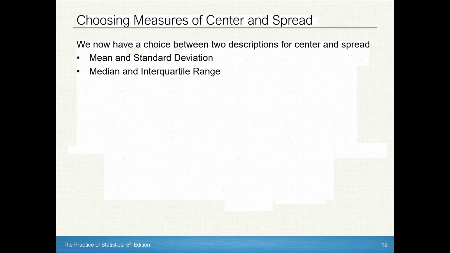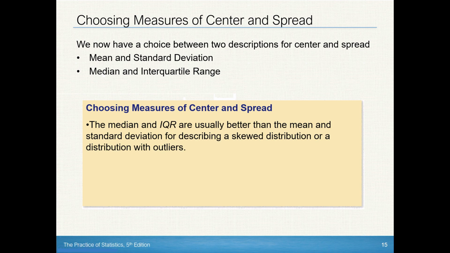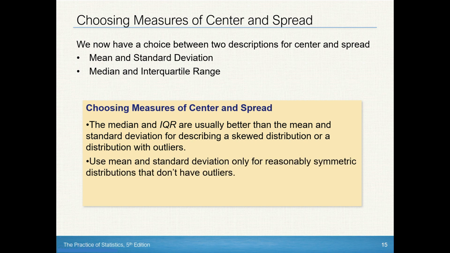So now we have a choice. We can use the mean and the standard deviation, or we could use the median and the interquartile range. So how do you decide? Well, if I have a distribution that's skewed, that really has something pulled out in one direction, then the median and the IQR are typically better measures. On the other hand, if I have a roughly symmetric distribution, I don't have outliers, the mean and the standard deviation work better. And the reason is this.